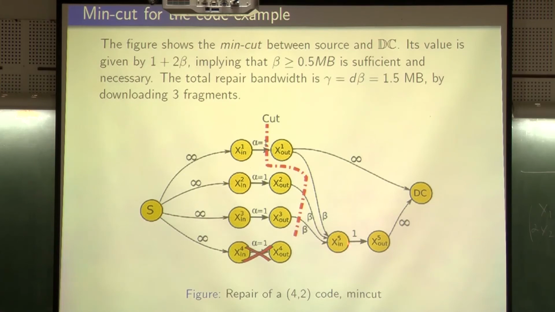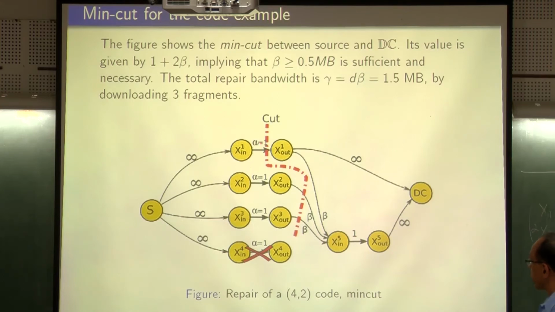I also want to understand what the min cut is here. For example, if I do a min cut like this, then you can take these 2 things to do it. This should be possible, but then what do you get? You get about the bandwidth, 3 β times, but then you will download 3 α times. So this is the min cut between the source and the data collector. In this case, when you have a cut like this, you choose this one now.